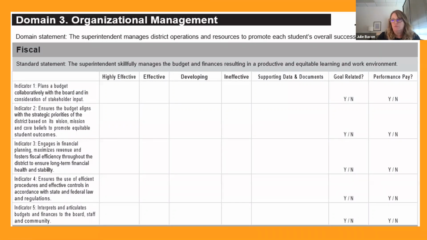And I, in particular, really like indicator 5, because I do think it's important for the superintendent to be able to interpret and articulate budgets and finances to the board, staff, and community, so that there's understanding of what a school district budget looks like, what it can be, what it can't be, and really helping people understand that piece of the financial responsibility that superintendents have.